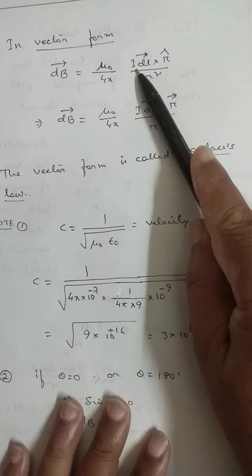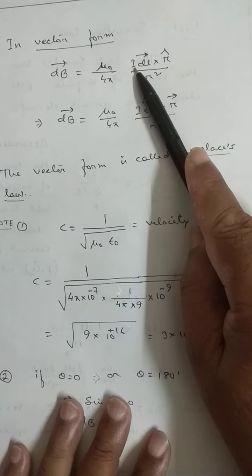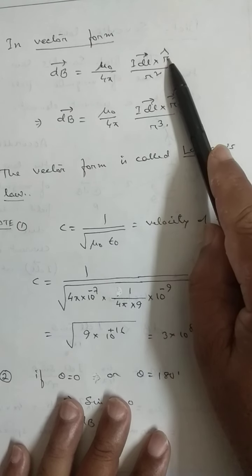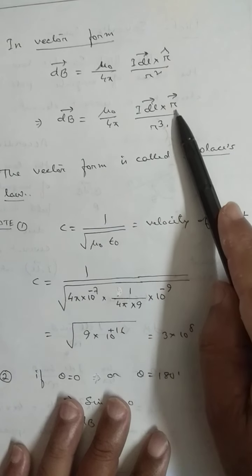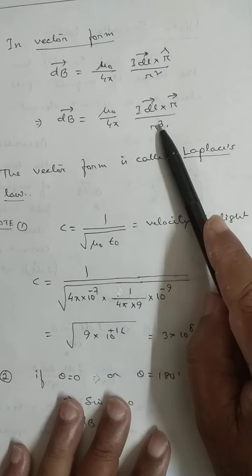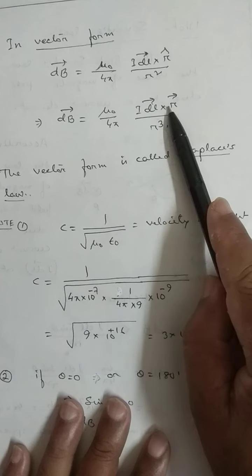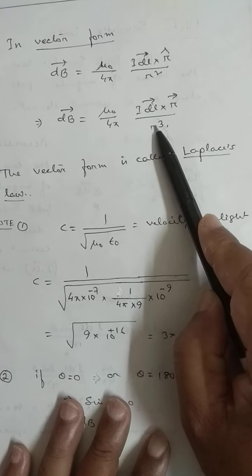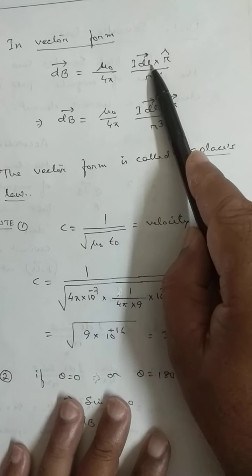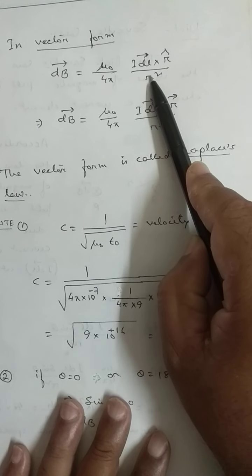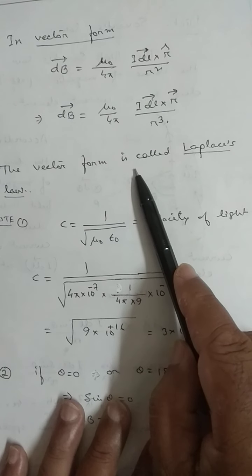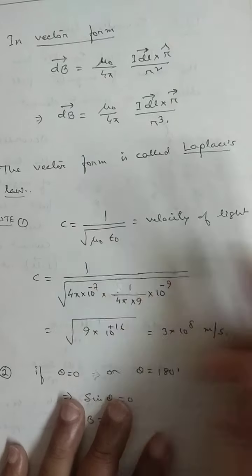So if I remove the cross product, we will get IDL sin theta by r square. So instead of r cap, if I write r vector, it is r cube. Then what happens? IDL r sin theta divided by r cube, 1 r gets cancelled. Here we get IDL sin theta by r square. Okay? This vector form of the Biot-Savart law is called Laplace's law.